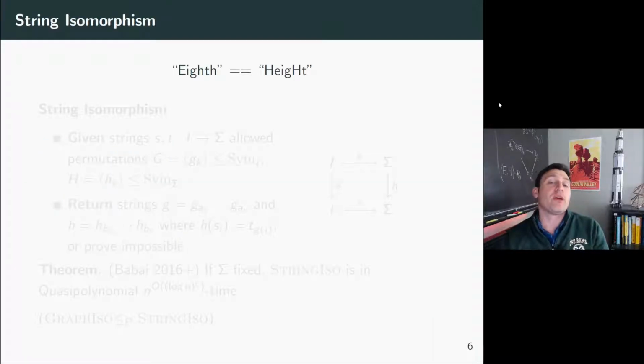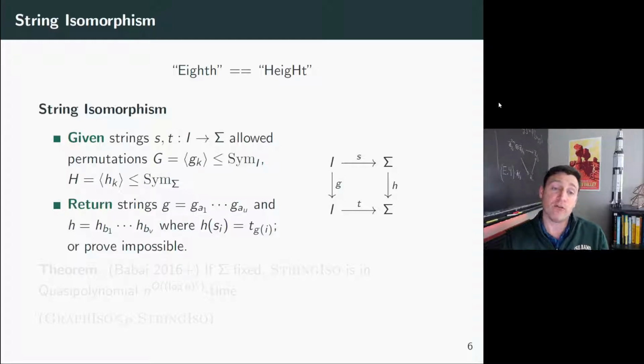Now let's look at a hard problem where you can't write down all the states. This is string isomorphism. For example, I have the words eighth and height. And what we've done here is permuted the order of the letters, but then we've also changed the alphabet. And that can be written down as a formula, which I would just look at the diagram for. I have the index set I mapping to the alphabet sigma. That's my first string. And I compare it to a second string by applying a sequence of transformations G from I to I, and a sequence of transformations H from sigma to sigma, so long as they're allowable permutations. If I can find the pair G, H that transforms one to the other, I've solved that string isomorphism problem.